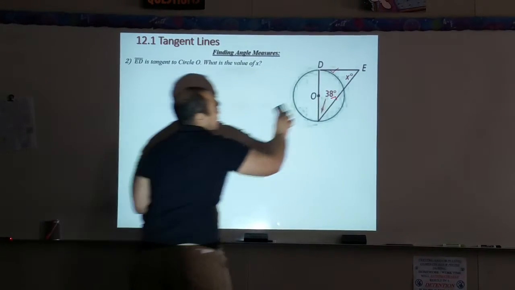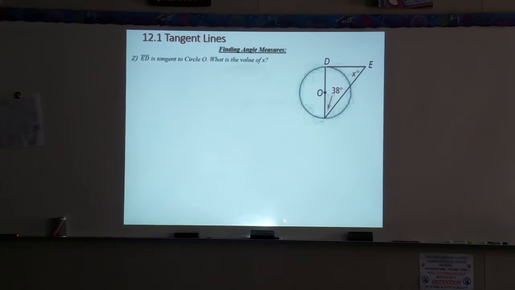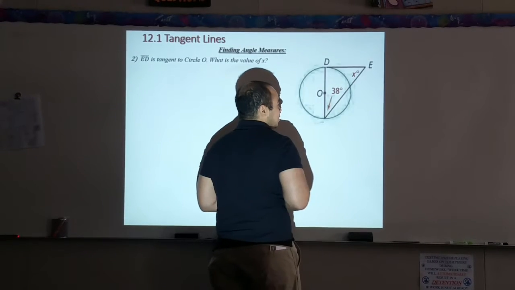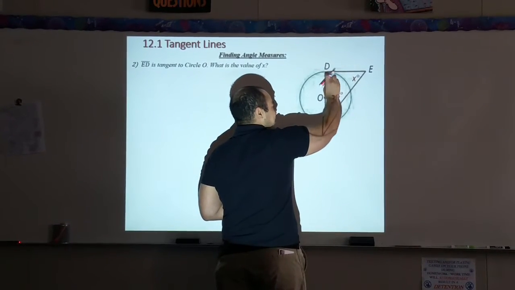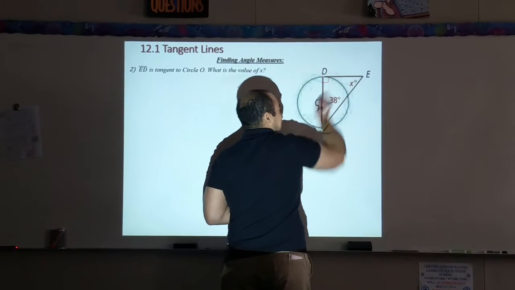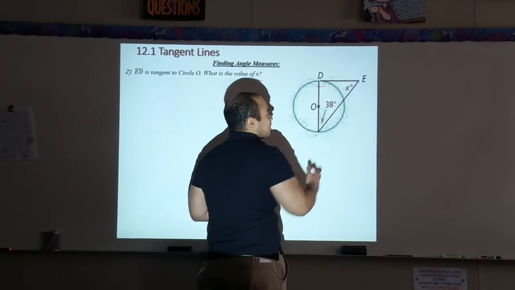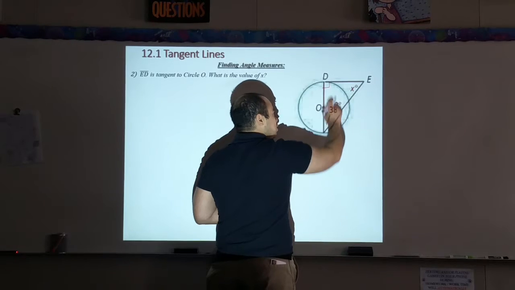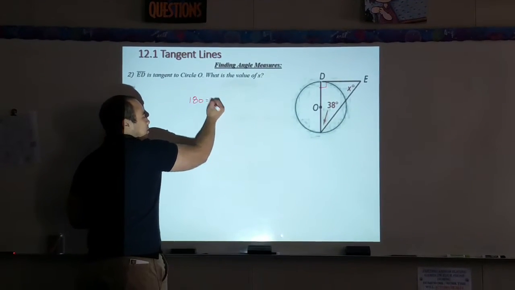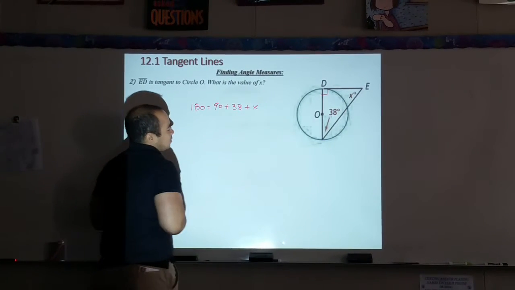Example 2, ED is tangent to circle O. What is the value of x? Well, once again, we have a tangent segment ED, which meets circle O at point D. OD here is a radius, which means it's going to be perpendicular to our tangent line. So now we're looking for a measurement that is part of a triangle, and we know two of the other angles. So we're going to set everything equal to 180. So 180 equals 90 plus 38 plus x.